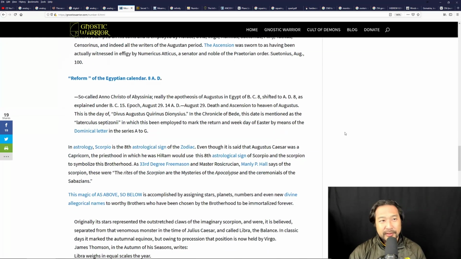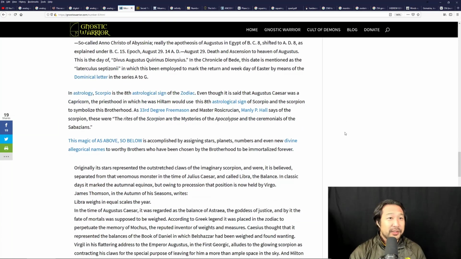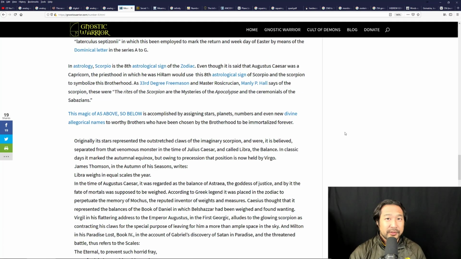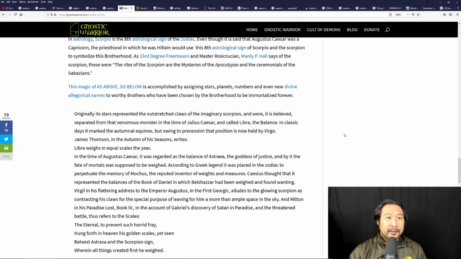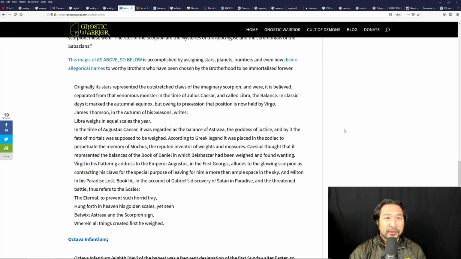So, a little bit more. In astrology, Scorpio is the 8th astrological sign of the zodiac. Here's something from the 33rd degree Freemason and Rosicrucian Manly P. Hall, who says of the Scorpion: these were the rites of the Scorpion, the mysteries of the apocalypse and the ceremonials of the Sabaeans. The magic of as above, so below is accomplished by assigning stars, planets, numbers, and even new divine allegorical names to worthy brothers who are chosen by the Brotherhood to be immortalized forever.